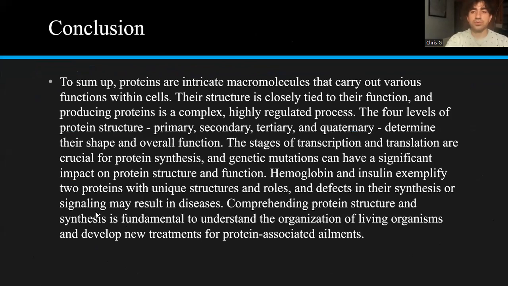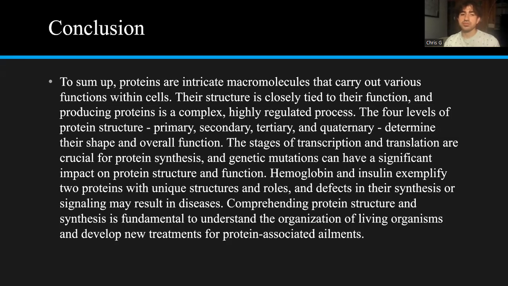So to summarize, in conclusion, proteins are intricate macromolecules that carry out various functions within the cells. Their structures are closely tied to their functions, and producing protein is a complex and highly regulated process. The four levels of protein structure include primary, secondary, tertiary, and quaternary, which determine their shape and overall function. These stages of transcription and translation are crucial for protein synthesis, and genetic mutations can have a significant impact on protein structure as well as function.